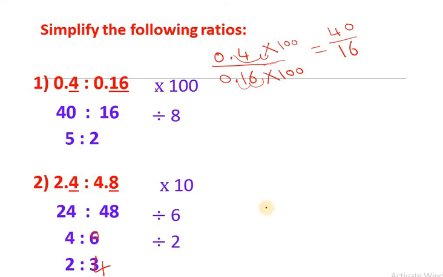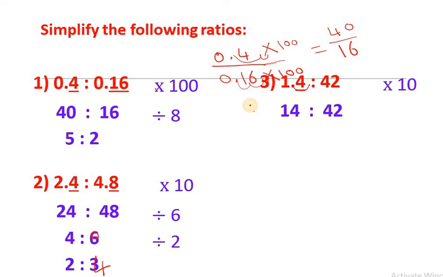There is another example here. 1.4 to 42. I have here 1.4, so I will multiply both sides by 10. The decimal point will go one place to the right, so the number will be 14 and the other number will be 42.